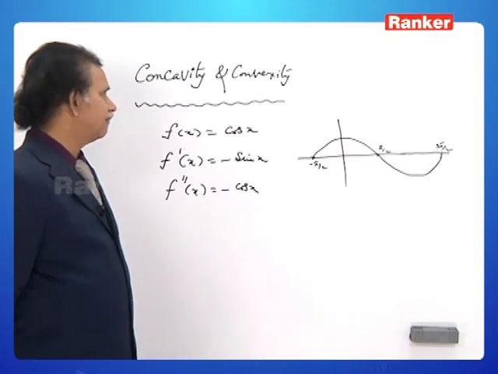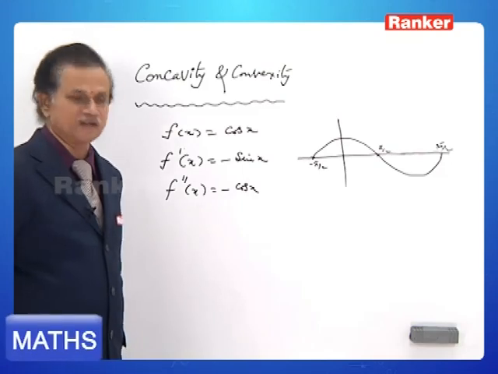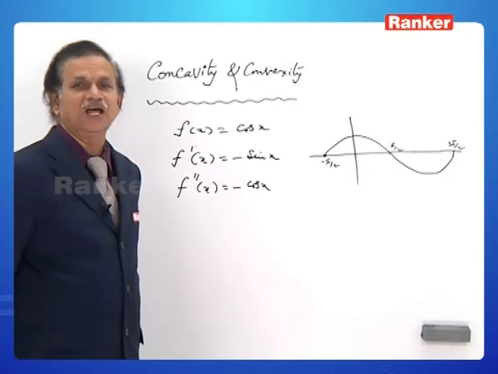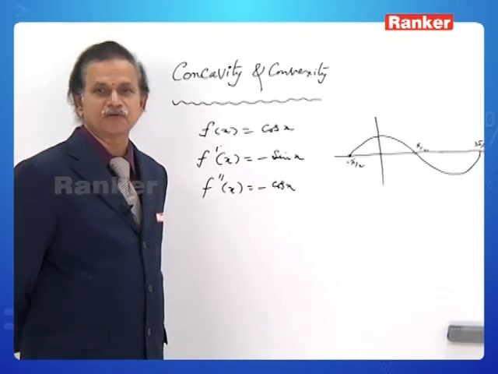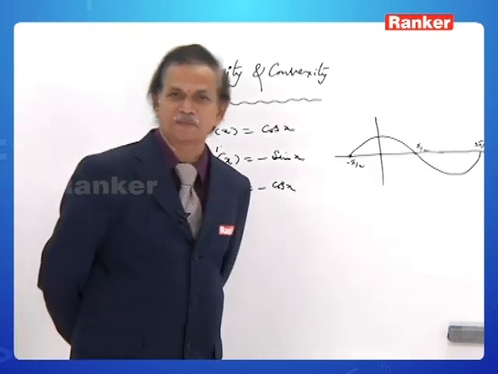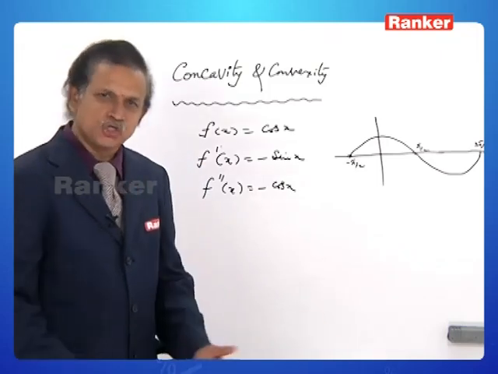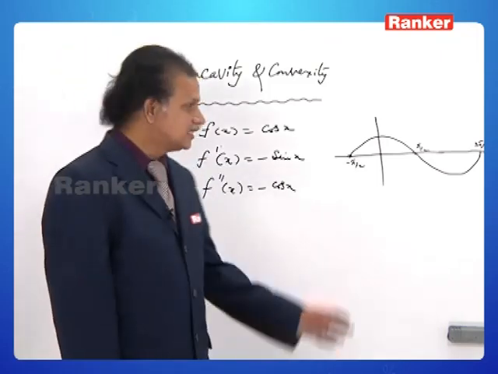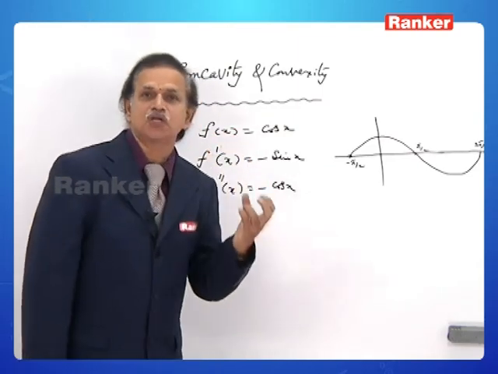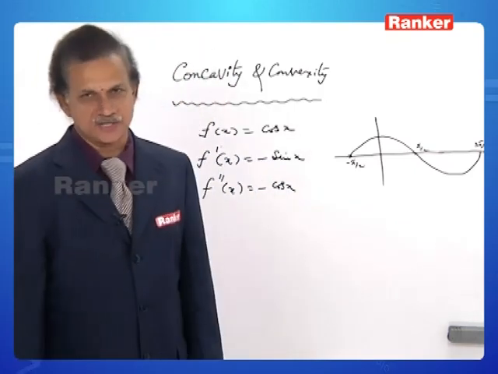Moreover, there are so many applications of this concavity and convexity in numerical problems we will come across while solving them. f of a plus f of b by 2 is greater than or equal to f of a plus b by 2 for convex functions, and f of a plus f of b by 2 is less than or equal to f of a plus b by 2 for concave functions. Like that, we will be able to observe and use it in numerical problems. This is the crucial and conceptual part involved in concavity and convexity of functions.